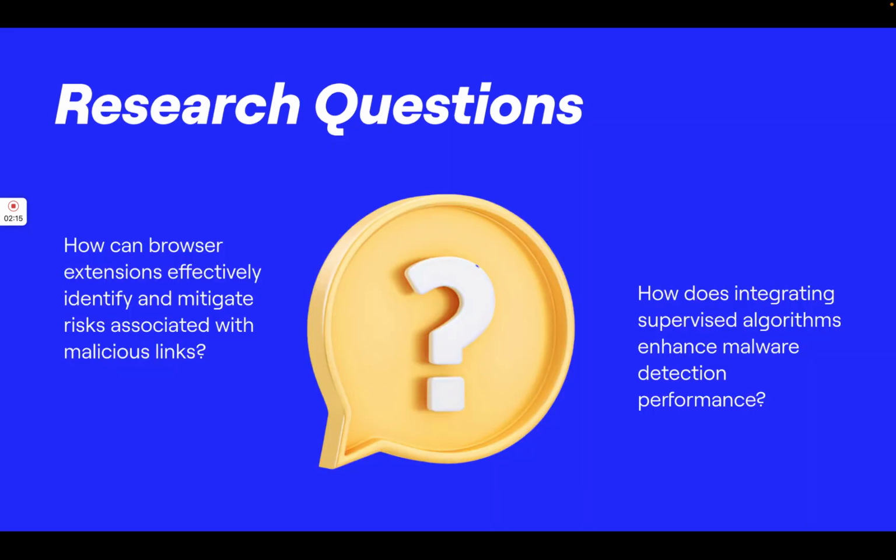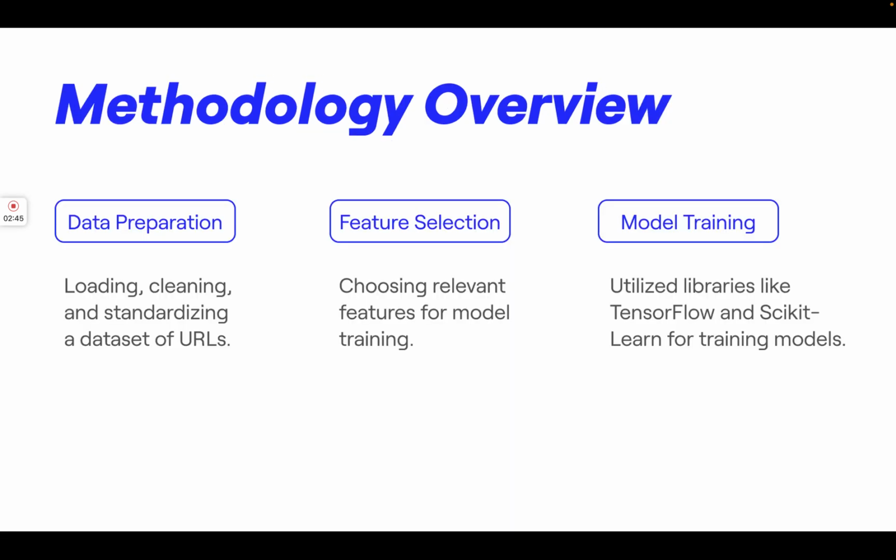So we move to the research question, which is: how can a browser extension effectively identify and mitigate risks associated with malicious links? This was the question that was in my mind while working on this project. How can we integrate supervised algorithms to enhance the detection of malware, and how can we scale it? The next was the methodology and the overview.